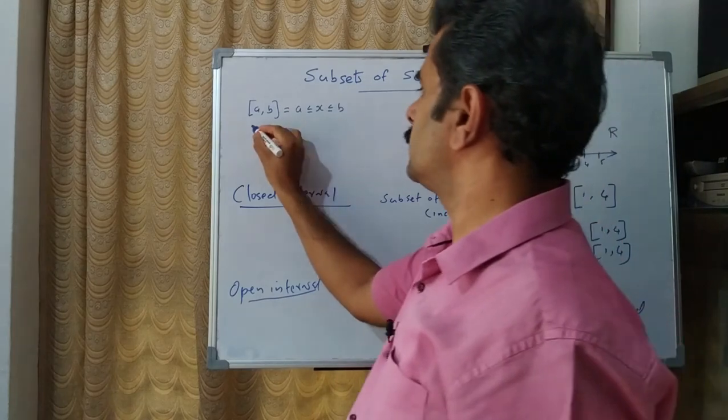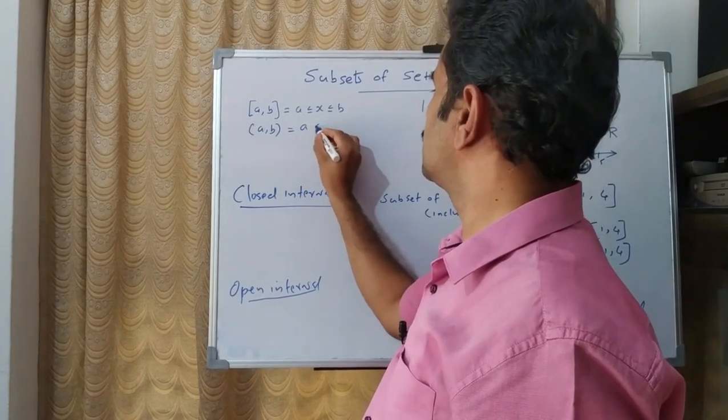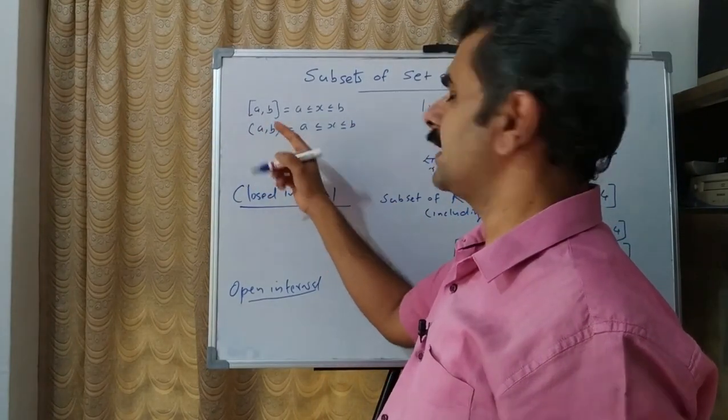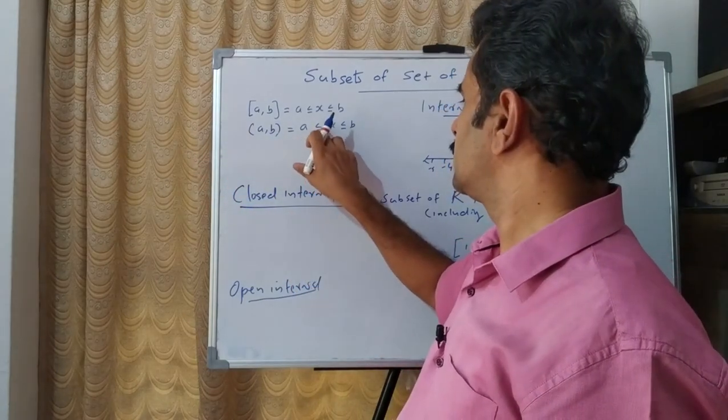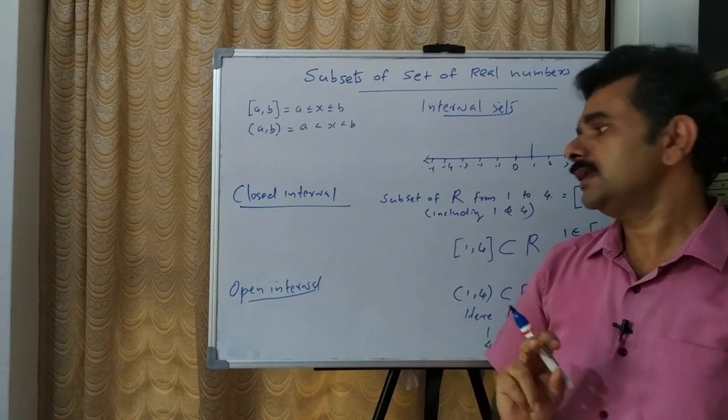Then what about this one? Same notation, x between a and b, but a and b are excluded. They are not needed. So this is a notation for open interval (a, b).